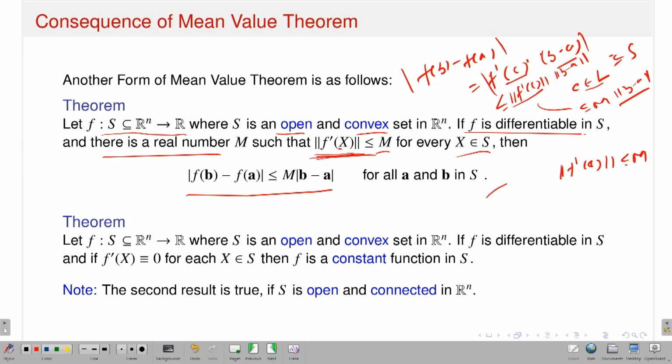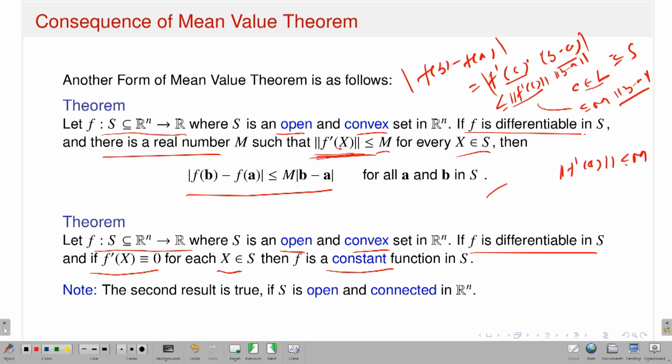Okay. Once I have this theorem, there is another theorem I have written. As a consequence of this theorem, you will have this result. What I am saying is that suppose you have a function f from a subset S of R^n to R, where S is open and convex. If f is differentiable, and on top of that the derivative is 0 for each x, then f is constant. It actually follows from the earlier theorem. So now what is your function? Your function f is a map from a subset of R^n to R. S is open and convex, f is differentiable.